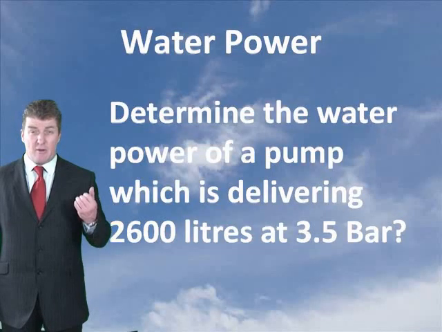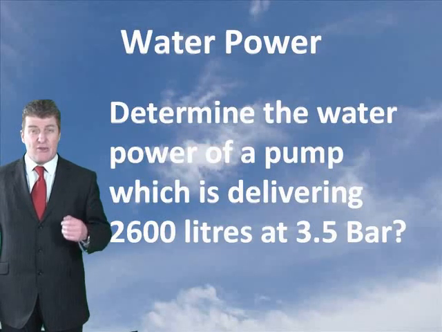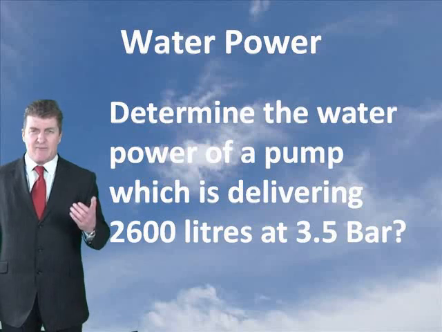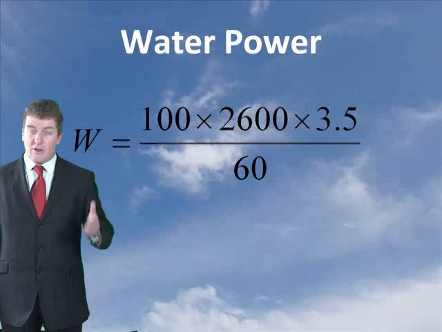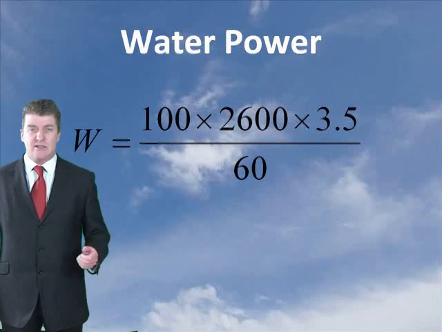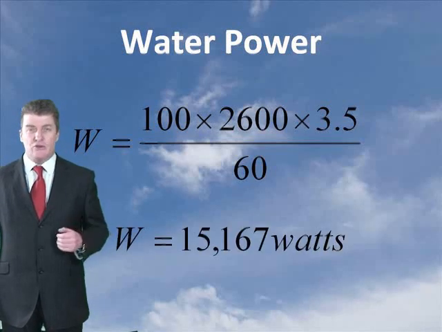Let's do another example using this formula. Determine the water power of a pump which is delivering 2,600 litres at 3.5 bar. If you put these in the formula, the water power comes out at 15,167 watts. Now that is the water power.